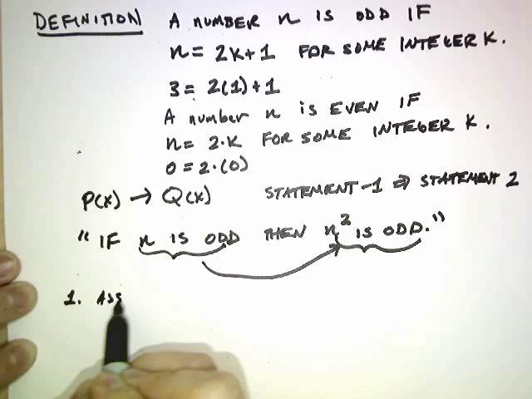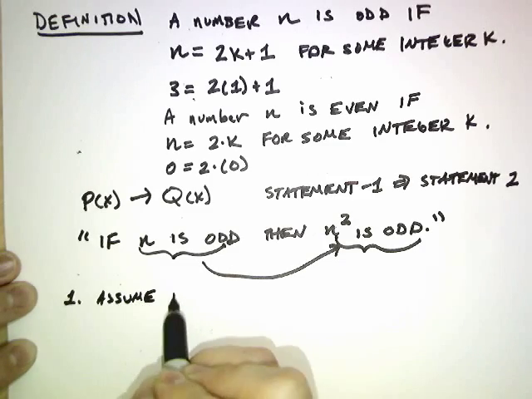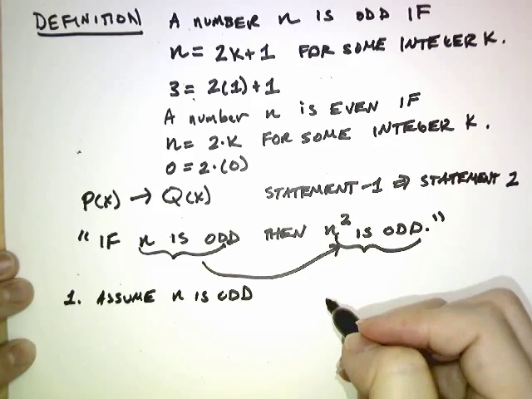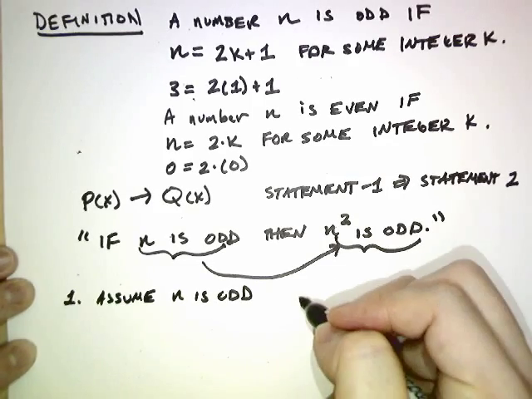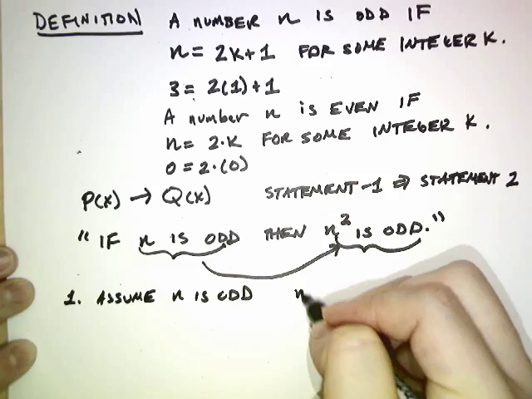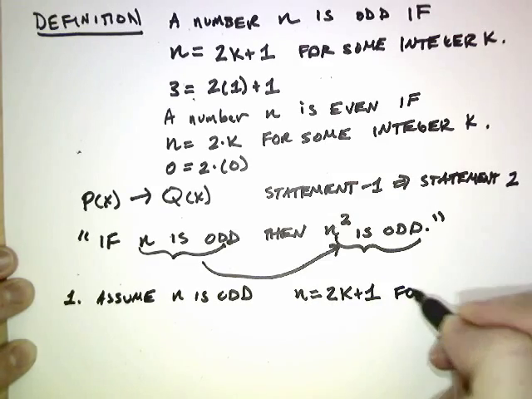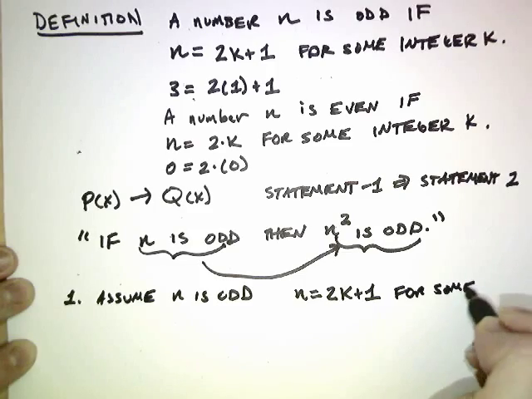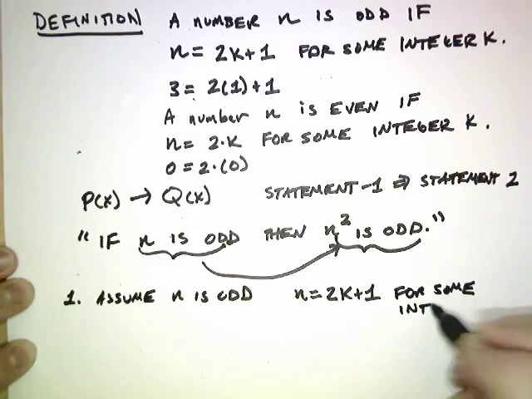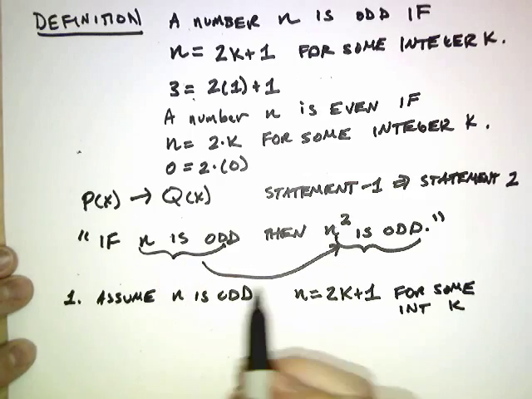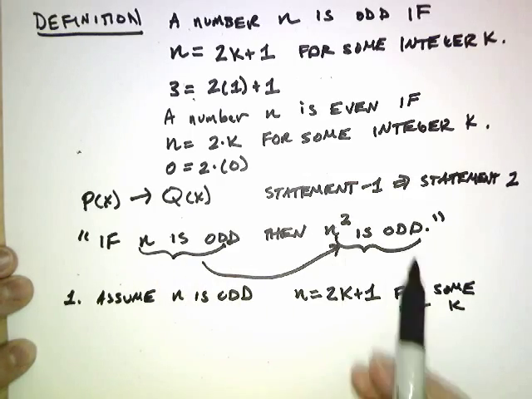So assume n is odd. Since n is odd, by our above definition, this means that n can be written as 2k plus 1 for some integer k. Now, what do we want to conclude? We want to conclude that n squared is odd.